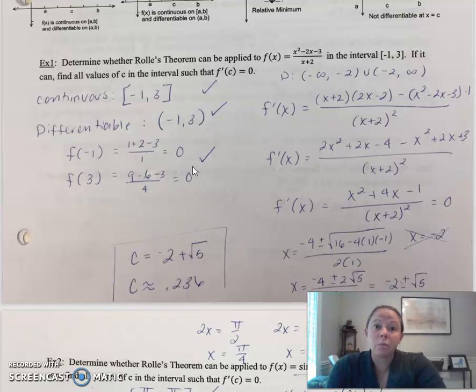There's a derivative that's 0. The slope of the tangent line is 0 somewhere within that closed interval. So if you don't find somewhere, you've done something wrong. Rolle's theorem guarantees that. So that's what we're going to do.